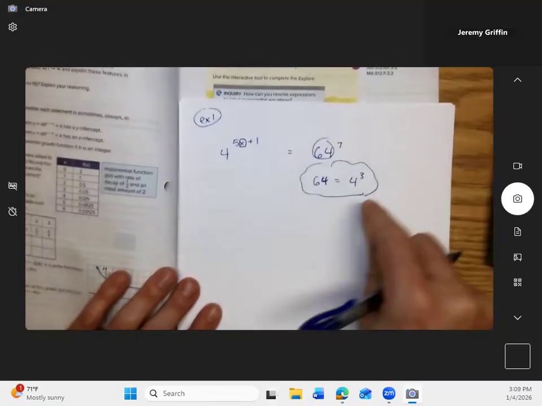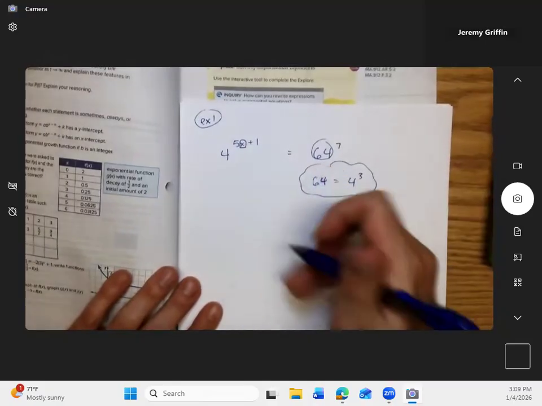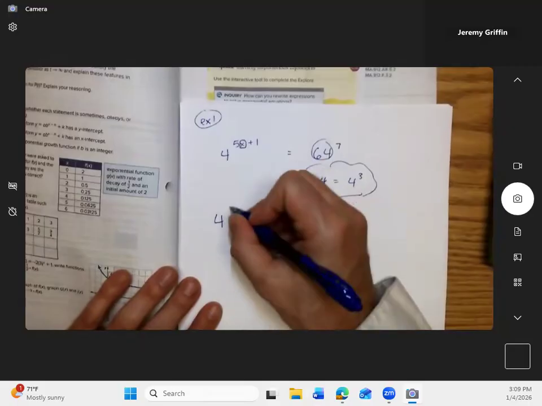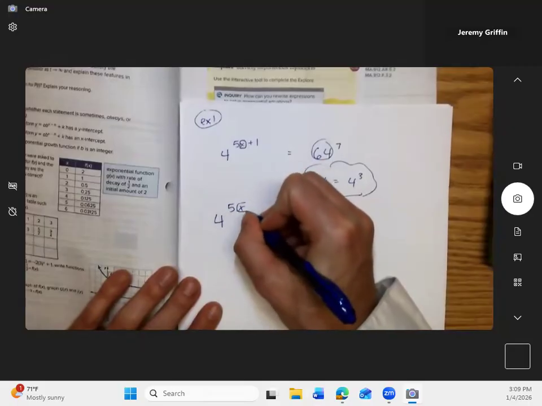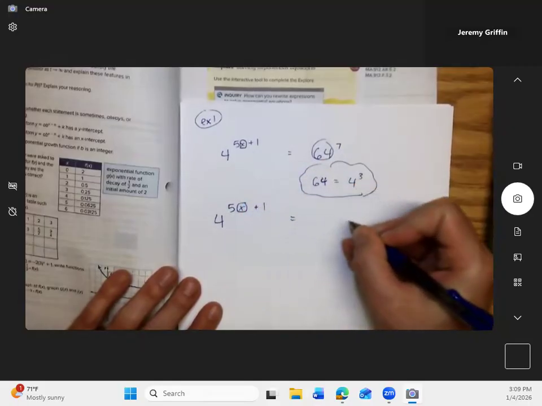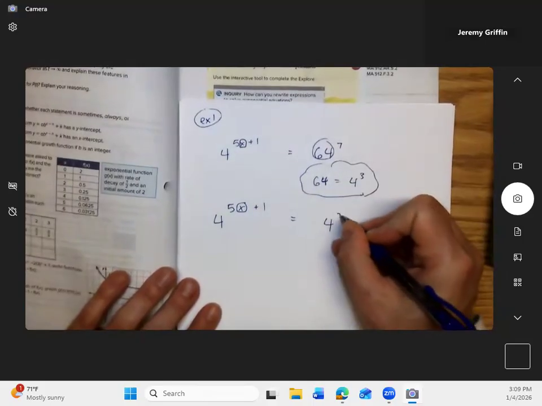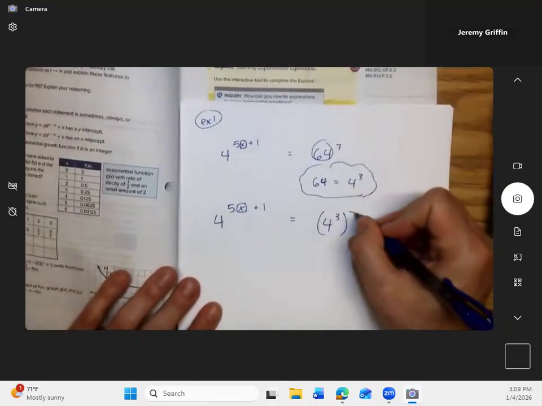So I'm thinking about this, just my little thought cloud. Hey, I can substitute that right there, and then I have bases that look the same. 4 to the 5x plus 1, we're still solving for x, equals, and instead of 64, I'm going to say 4 to the power of 3. Now it's still raised to the power of 7 here, so it's like that.